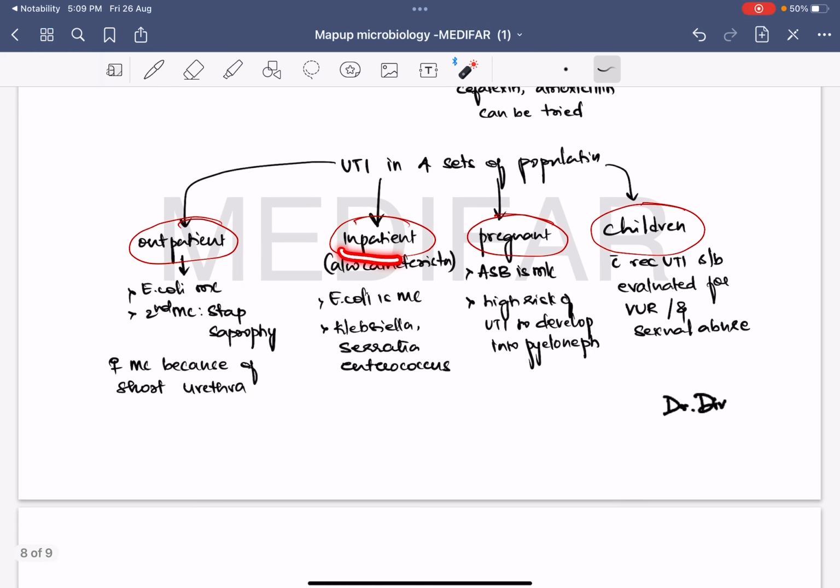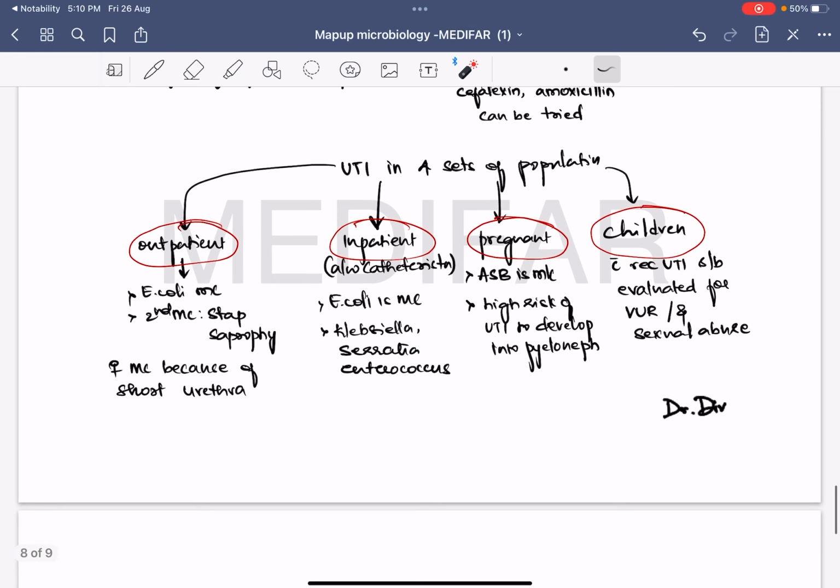In case of inpatients, hospitalized patients, like catheterized patients, here also E. coli is most common, and the other organisms are Klebsiella, Serratia, Enterococcus.